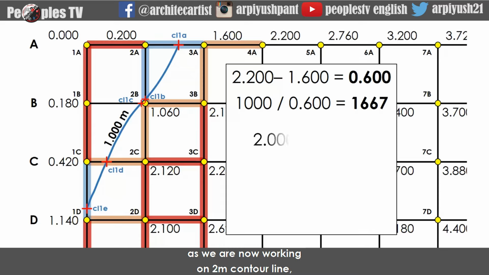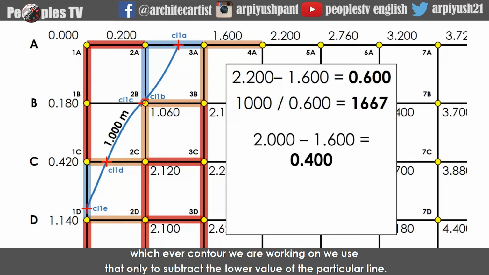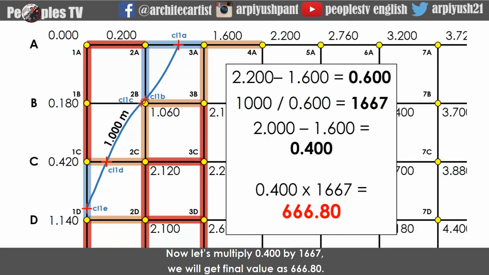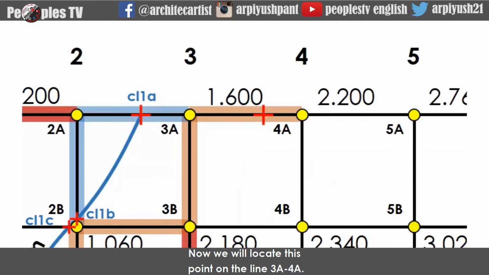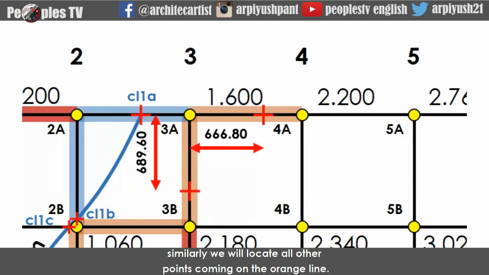As we are now working on the 2 meter contour line, we will subtract the lower value from 2 here. And it goes for all other contours as well. Whichever contour we are working on, we use that only to subtract the lower value of the particular line. In this case, the lower value is 1.6, so after subtracting we will get 0.400. Now let's multiply 0.400 by 1667, we will get the final value as 666.80. Now we will locate this point on the line 3A 4A. Similarly, we will locate all other points coming on the orange line.